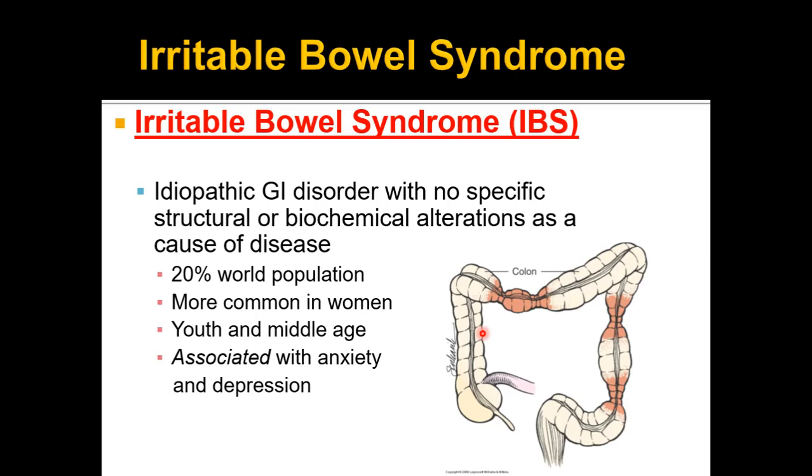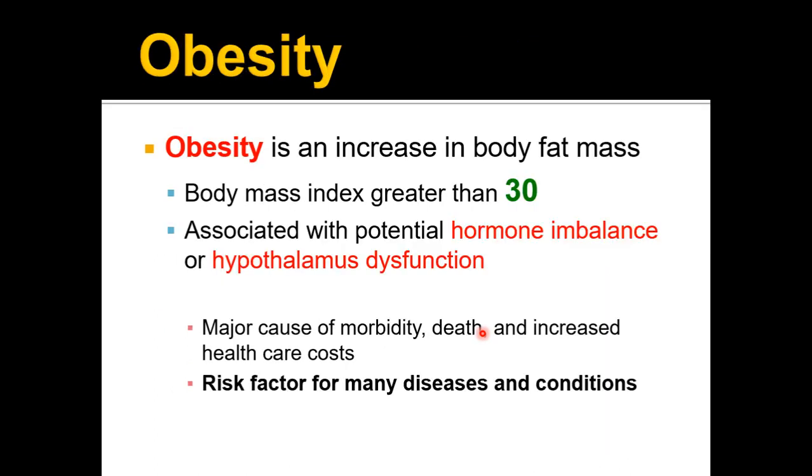And it's very common, so you'll likely come across that clinically. So shifting gears a little bit, let's look at obesity because this does involve the GI tract to a certain extent. Obesity, by definition here, is a body mass index, or BMI, greater than 30. We do know that there are hormones involved with the development of obesity and also maybe hypothalamus dysfunction. The hypothalamus is the main regulator of hormones up in the central nervous system.